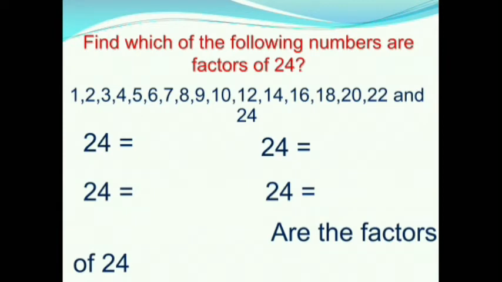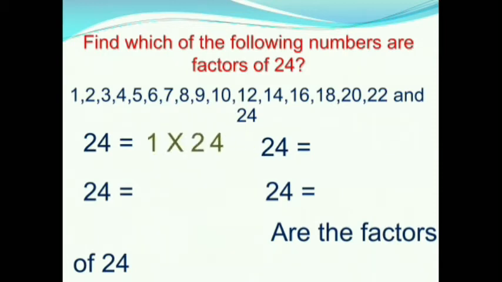In the last video, we solved the sums of 6th main from the exercise 4.1. Now we will continue the exercise. The next question is, find which of the following numbers are the factors of 24. The numbers in the question are 1, 2, 3, 4, 5, 6, 7, 8, 9, 10, 12, 14, 16, 18, 20, 22 and 24. First we will write the factors of 24.